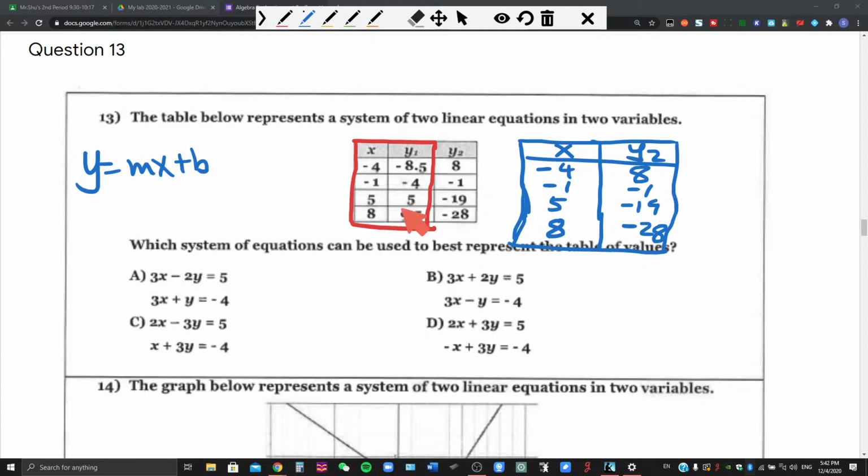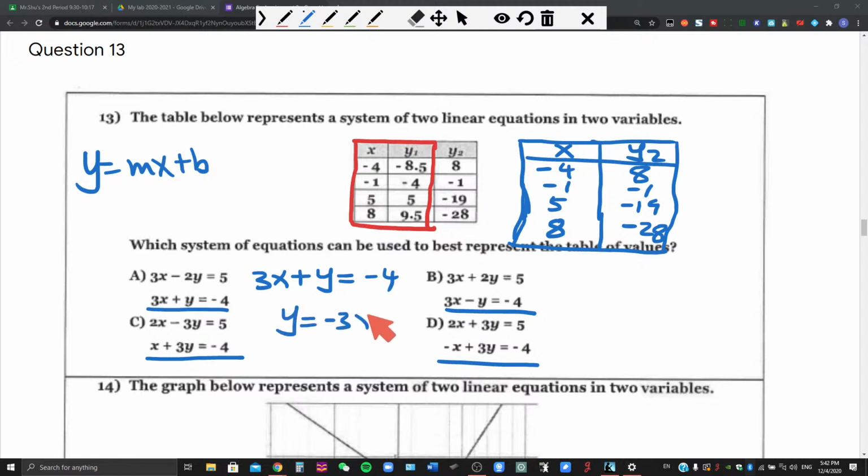And to do the slope, it's easier to do the blue one, because there's just one y, right? So let's do it. 3x plus y is negative 4. If we move the 3x to the other side, it's going to become a negative 3x. So y equals negative 3x, subtract 4. That means the slope m is negative 3.